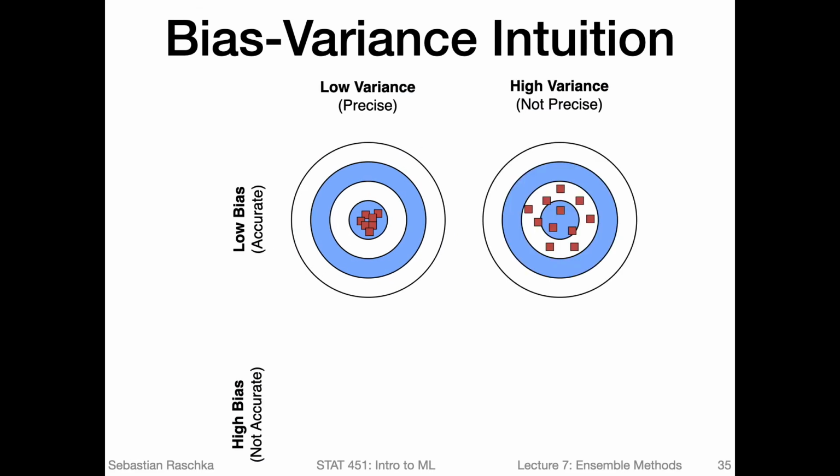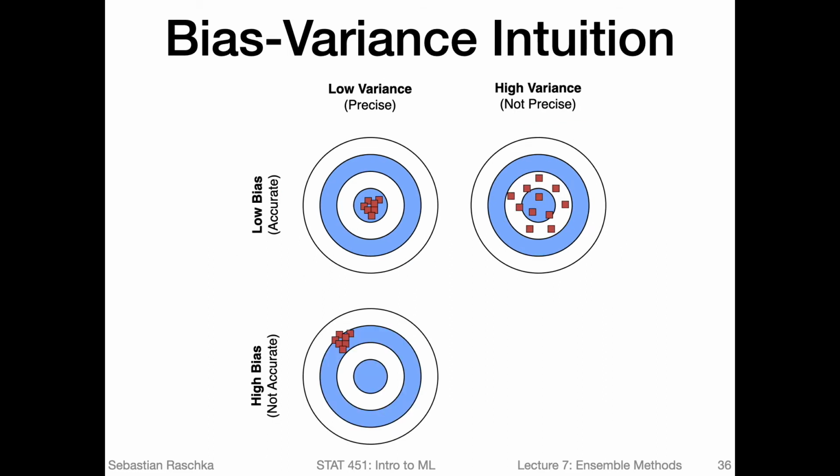Next, let's take a look at the low bias and high variance scenario. The model is still accurate on average, but it's not very precise. It's scattered. If we throw our darts and the center is the bullseye, on average this will still be very accurate, so the average would be in the center. However, it's all scattered around, so each single prediction will not be very precise.